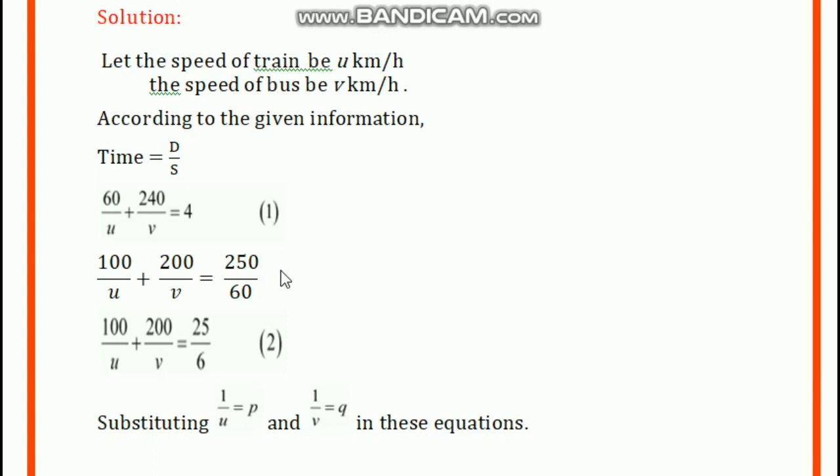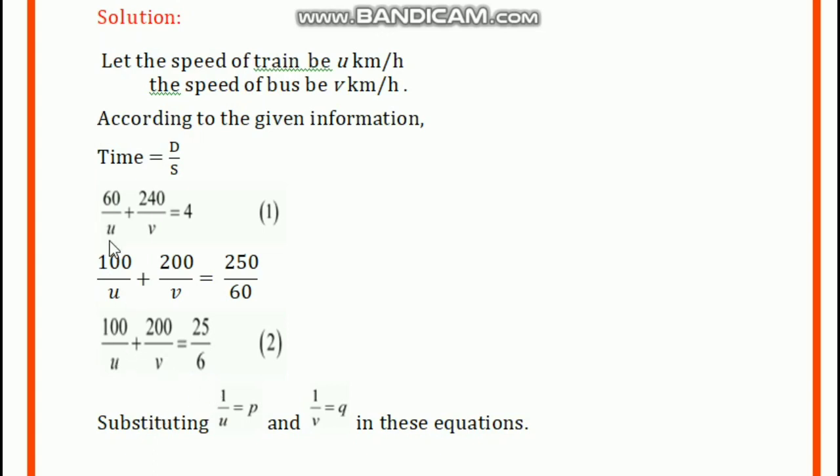Already they given taking 10 minutes longer, so 250 minutes. Okay, so 250 minutes divided by 60. Why are we dividing by 60? Then only we can convert into hours, because in this question they have given kilometers per hour. So for that purpose only, after converting we divide by 60. If you simplify, you will get 25 divided by 6. Okay, hereafter you know how to do that.